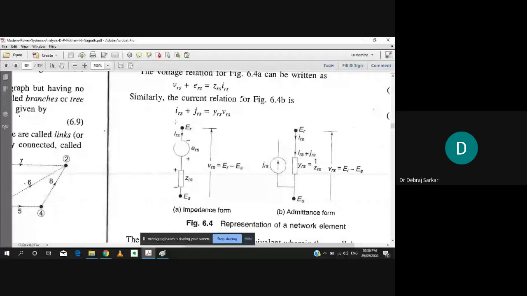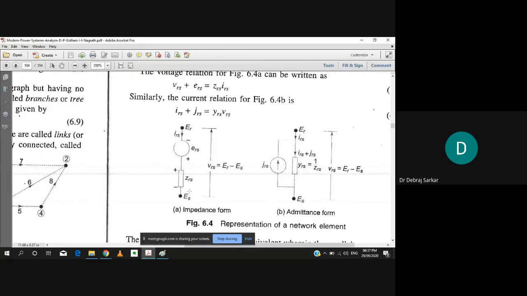So this entire thing is actually a part of a branch. This is also a part of a branch. This is a primitive circuit. So the branch can be thought of as having a voltage source with a series resistance, or a current source with a parallel admittance. Now the voltage at this point is called ER and this point is called ES.